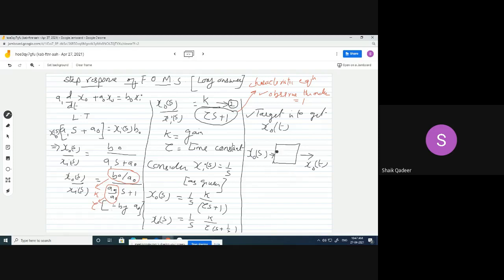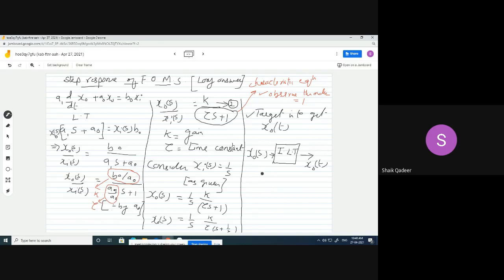This is possible if I apply inverse Laplace transform. We need to apply inverse Laplace transform on this equation to get xo of t. Let us see how. Okay, let us proceed towards getting inverse Laplace transform of xo of s.